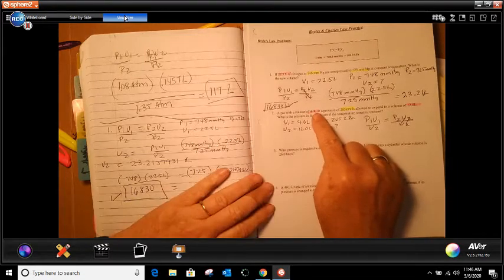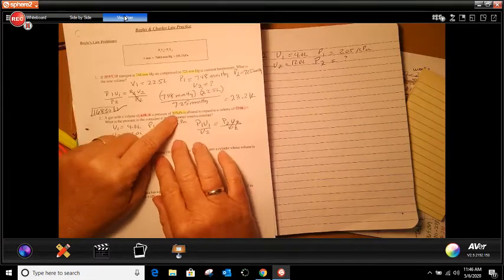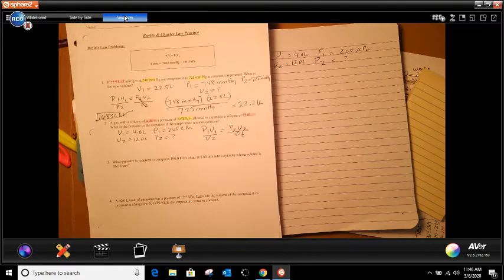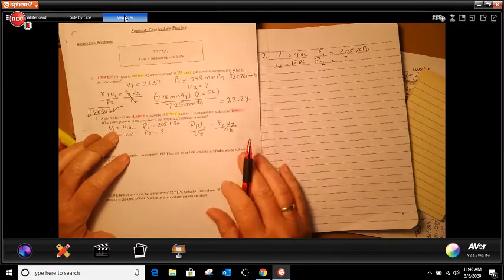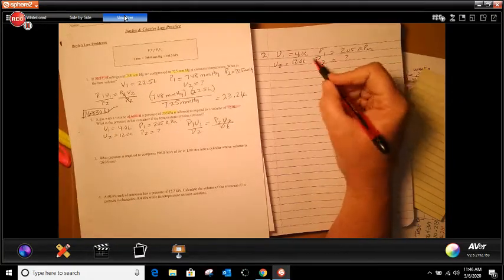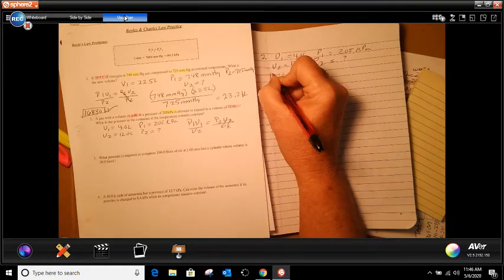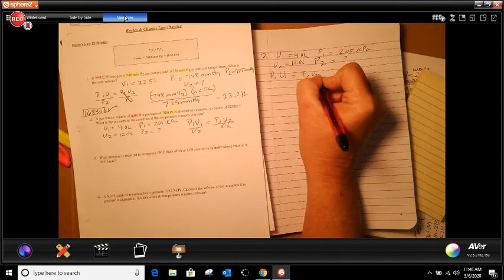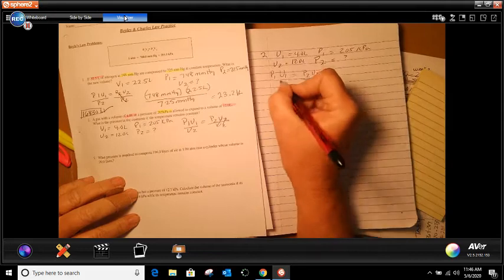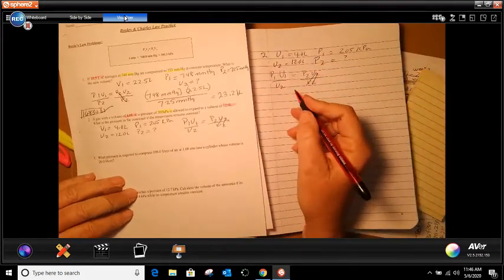The next problem says that we have a 4.0 liter volume at a pressure of 205 kilopascals. It tells us the new volume is 12.0 liters. What is the pressure? So we're looking for P2 here. What I did first of all is I went through and highlighted it, and I wrote down my variables. Then I'm going to do P1 V1 equals P2 V2. I'm looking for P2 here, so I'm going to divide both sides by V2, because that's going to be the way that my equation is.